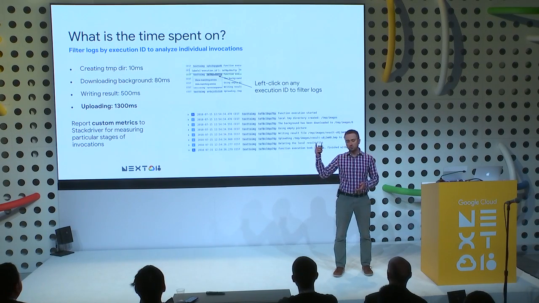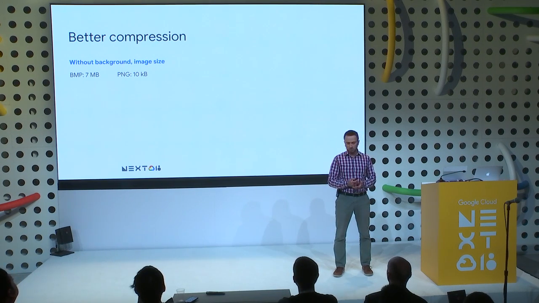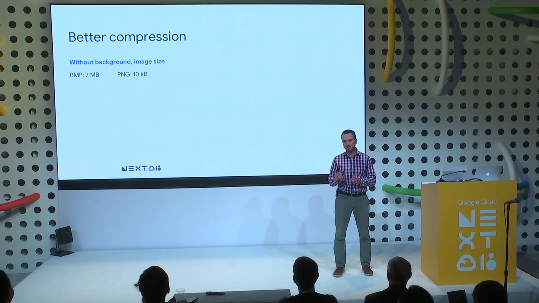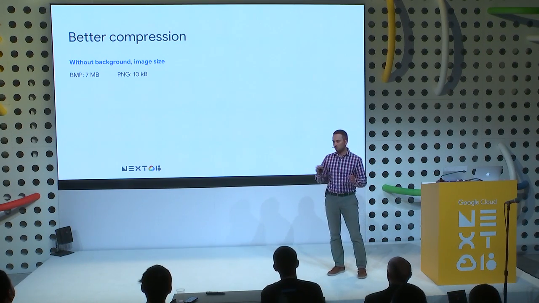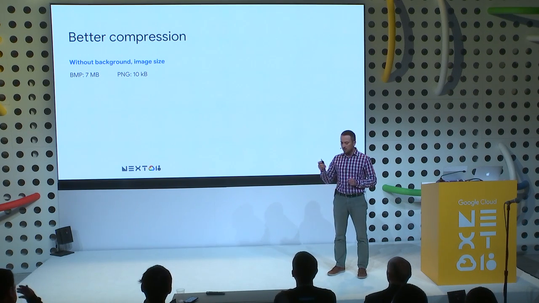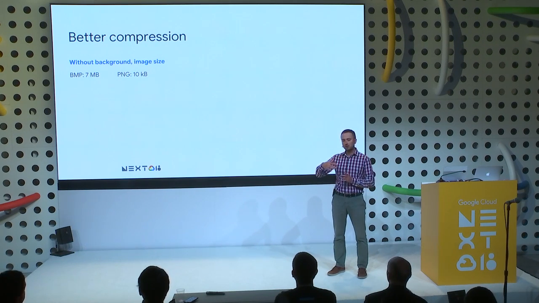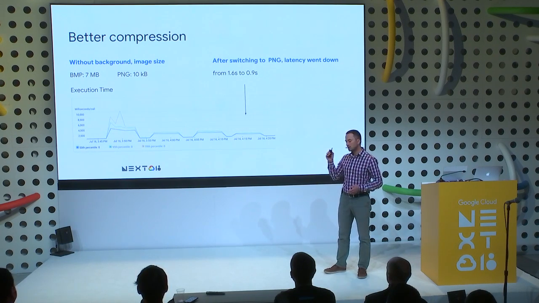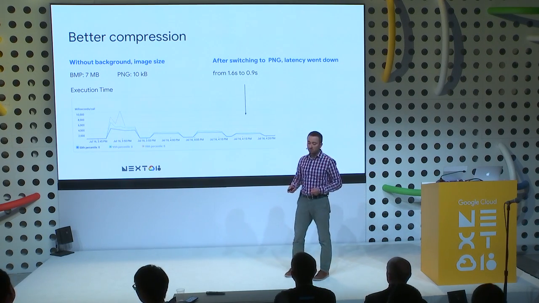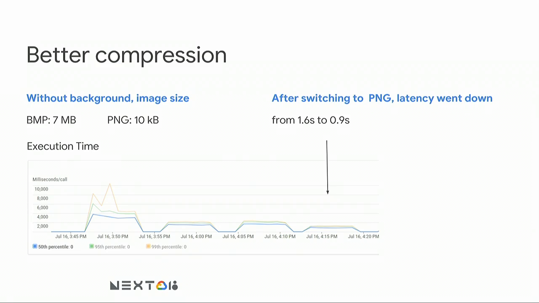So the problem with uploading to cloud storage was that the files were big. We use BMP file images, which were about 7 megabytes, while PNG took only 10 kilobytes. So the first optimization that we can apply is to switch the compression from BMP to PNG. Very simple. And by the way, this uploading speed also depends on the instance size, because uploading data requires a little bit of CPU. So you can also improve on that by giving the instance more memory and more CPU. So when we change the compression type, our function runs faster, almost twice, much better.